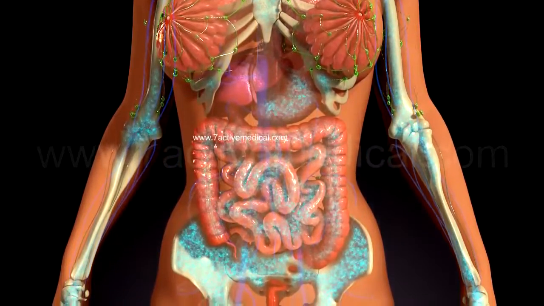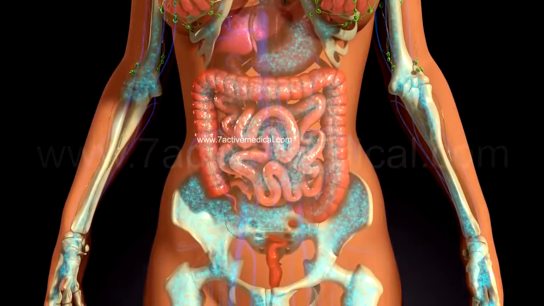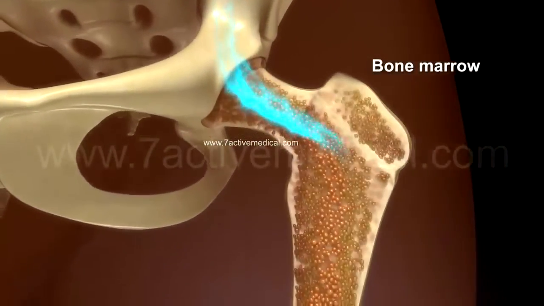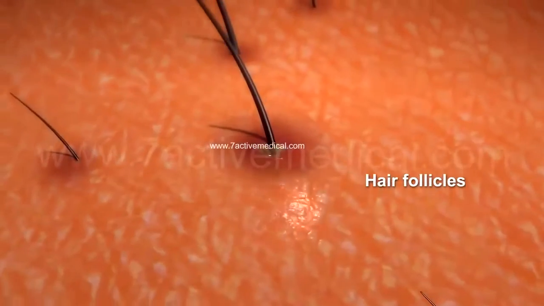However, as they are unable to tell the difference between a cancer cell and a fast-growing normal cell, they often end up attacking normal cells such as those of the bone marrow, digestive system, and hair follicles.